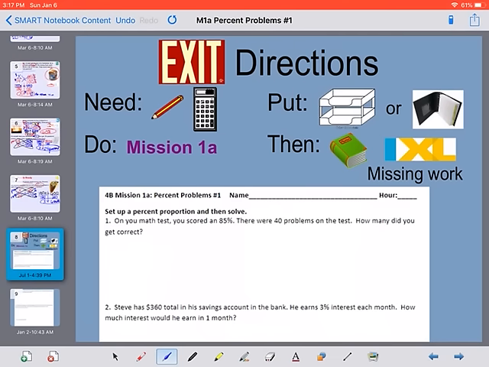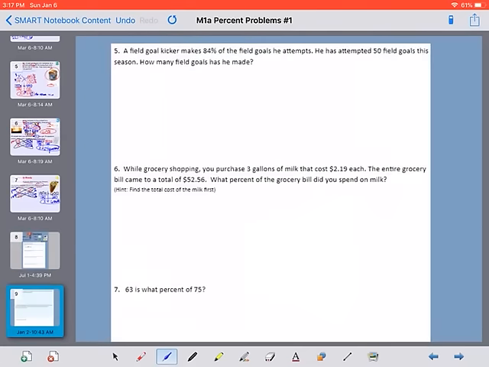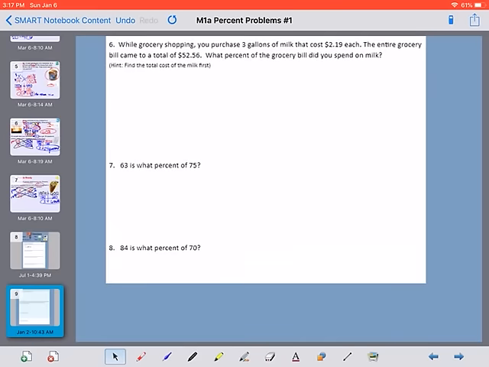All right, here is your homework. Go ahead and set up a proportion for each of these and cross multiply to solve. There are a couple on the back, number 7 and number 8. It says 63 is what percent of 75. So it says of what percent. We don't know what percent. That's what you're trying to figure out of 100%.